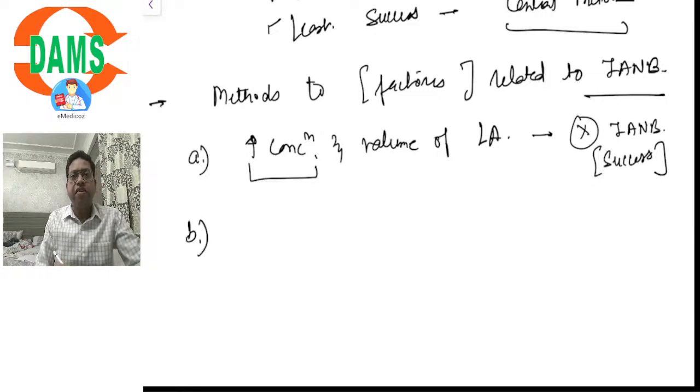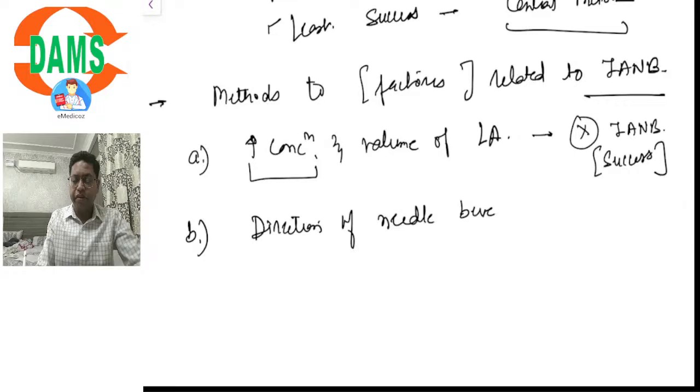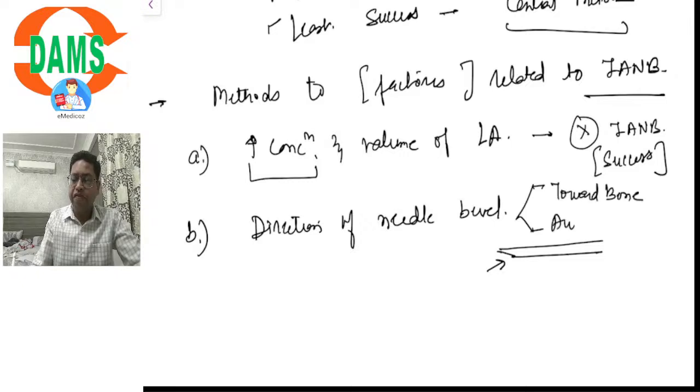Another factor that has been considered is the direction of needle bevel. We all know that the injection needles are beveled, isn't it? This is the bevel of the injection needle. This direction of the injection needle when we are giving inferior alveolar block can be either toward the bone or away from bone. It can be laterally directed toward the bone while injecting, or it can be medially directed away from the bone.